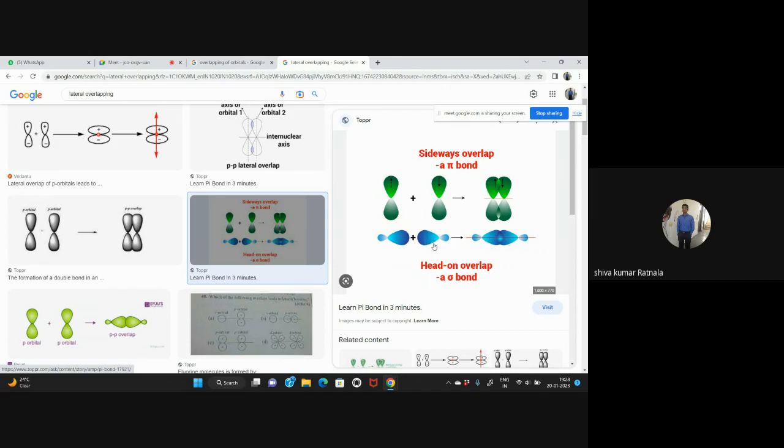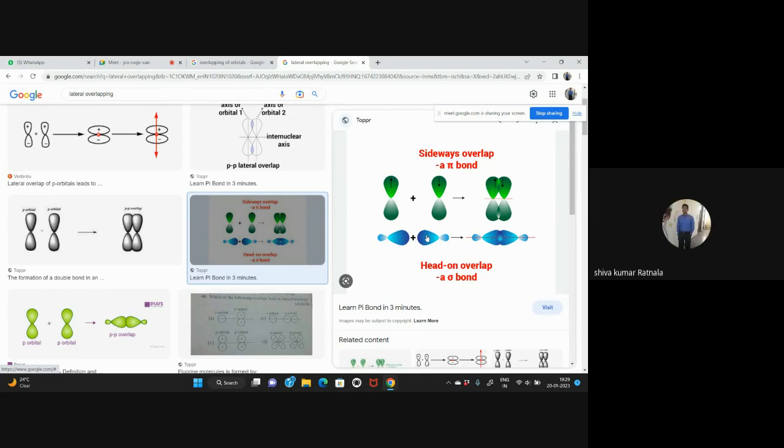In the bottom one, you can see no blue color. Can you see, students? Yes, sir. Both at the bottom, the blue color is overlapping. This is known as head-to-head overlapping, or end-to-end overlapping, we can say. This end-to-end or head-on overlapping will result in a sigma bond, which is a stronger bond than pi bond. Let me say what is pi bond. Do you know what is meant by pi bond? Sir, head to head means it's a sigma bond, sir.